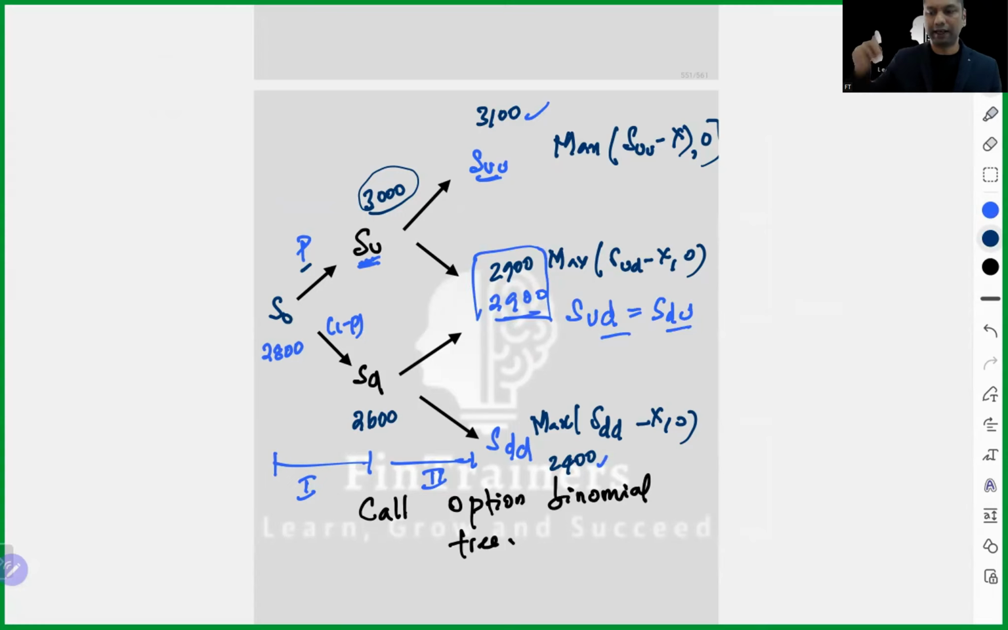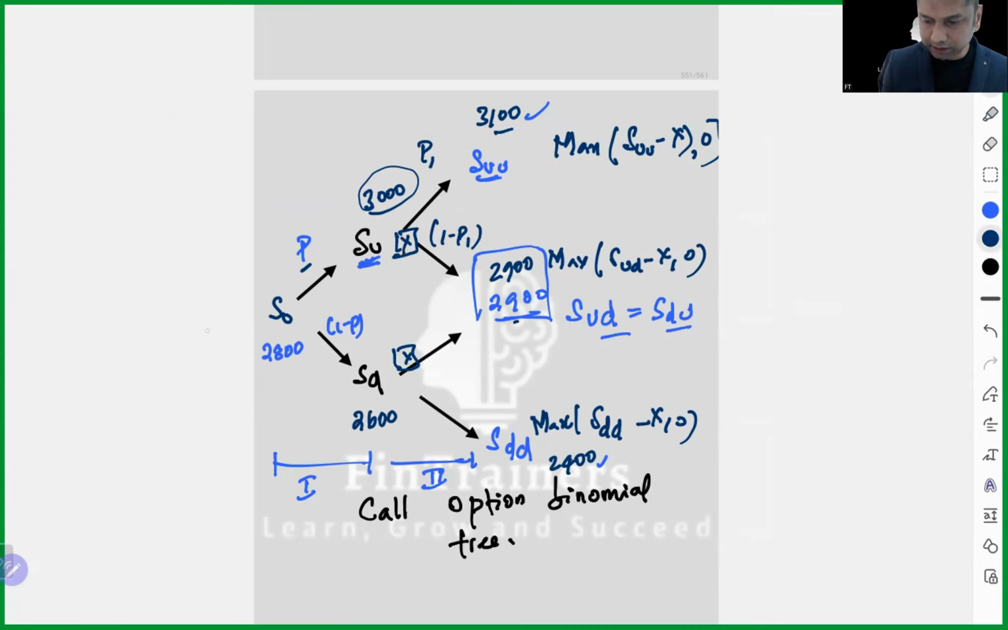Then we can again have multiple stages, but hopefully you are able to visualize how it will move back. Once you have these values, you can find out the payoff in each state and then come back. So this will be another probability P1, 1 minus P1. You can come back and find the value here. You will get another value here.